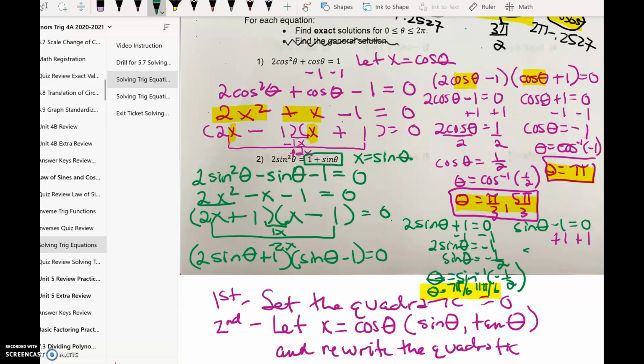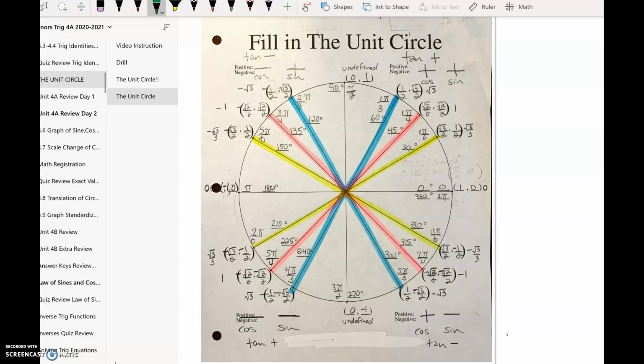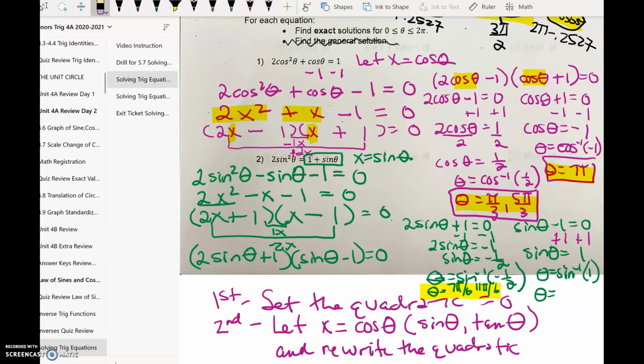And I get sine of theta equals 1. So theta is the inverse sine of 1. So I look for where my y-coordinate is 1 on my unit circle. And the only place I see it is at the top right here at pi over 2. So my answer there is pi over 2. So those are my 3 answers.